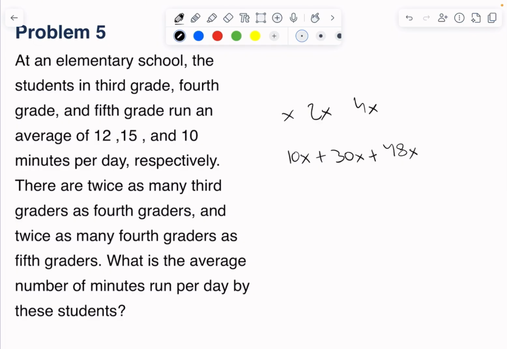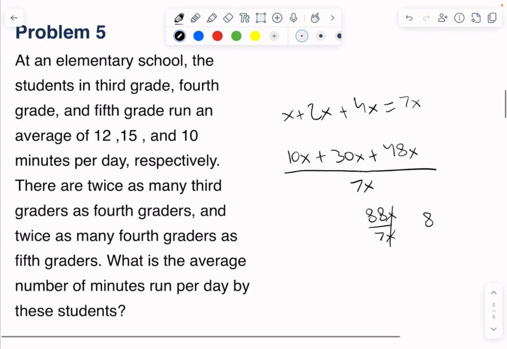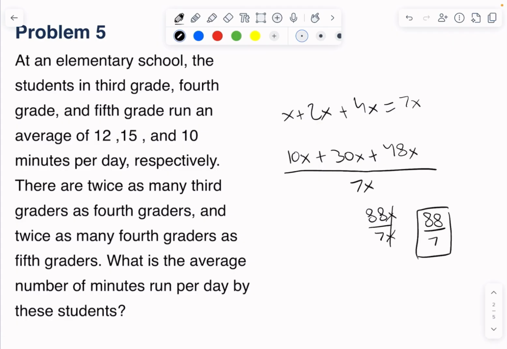And we have to find the average number of minutes, so we divide the total by the number of students, which is 7X. So we get 88X over 7X equals our answer, and we can cancel the X out, so the answer is 88 over 7.